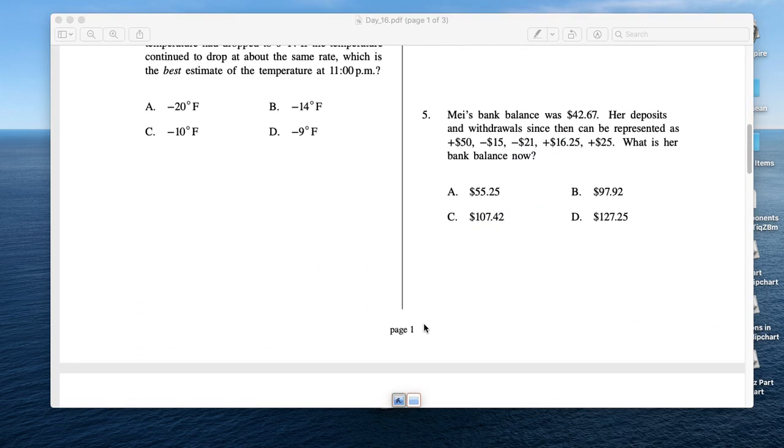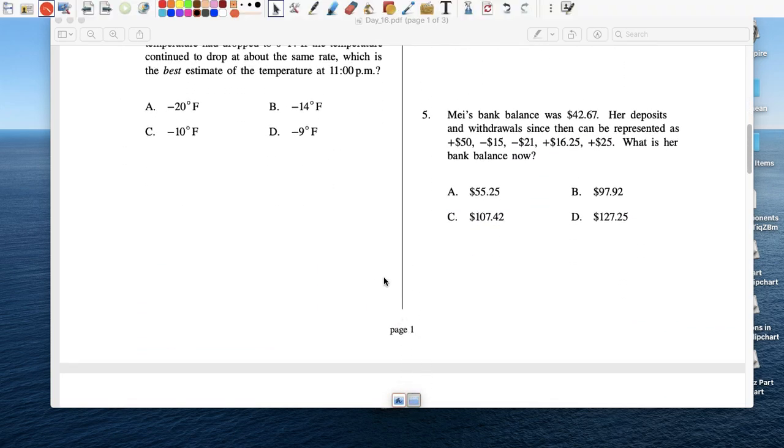Five, account balance is $42.67. See, deposits and withdrawals are represented as these numbers. What is her balance now? So you start with $42.67, you add 50, then she takes away 15, then she takes away another 21, then she adds 16.25, and then she adds another 25. So what's the final account balance?